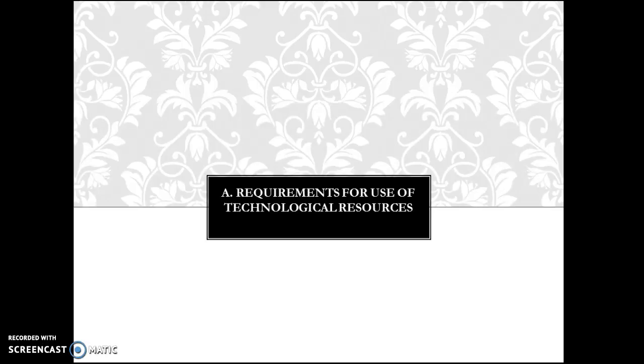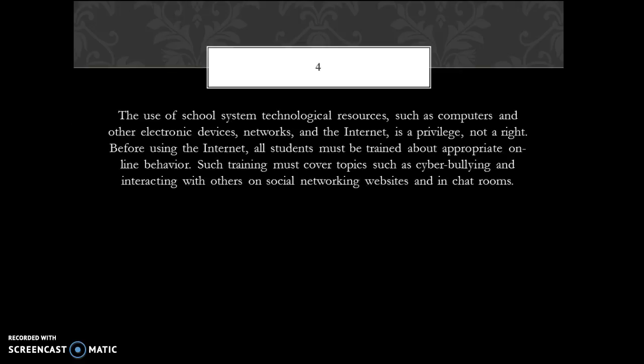A. Requirements for use of technological resources. The use of school system technological resources, such as computers and other electronic devices, networks, and the Internet, is a privilege, not a right. Before using the Internet, all students must be trained about appropriate online behavior. Such training must cover topics such as cyberbullying and interacting with others on social networking websites and in chat rooms.